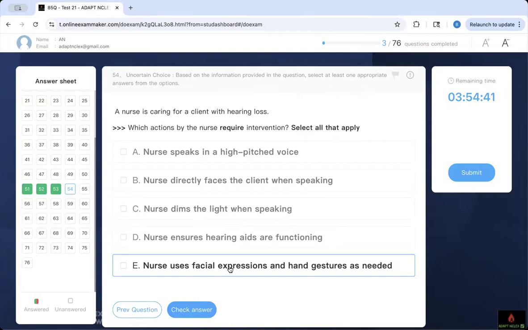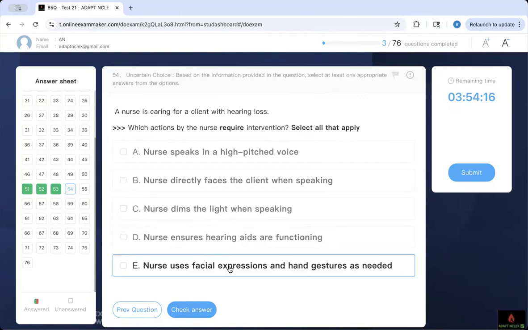Which action by the nurse requires intervention? Select all that apply. The nurse is caring for a client with hearing loss. This is always a problem. It's easy to miss, hearing loss and vision loss. When you're taking care of this patient, remember, when they lose their hearing, sensitivity increases in certain areas of their senses. So you cannot do certain things. What should you not do?